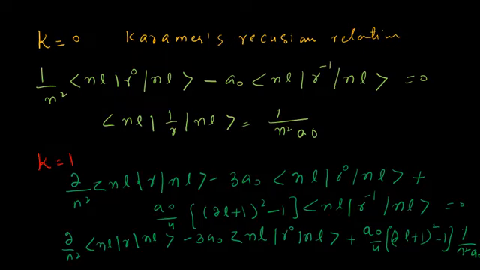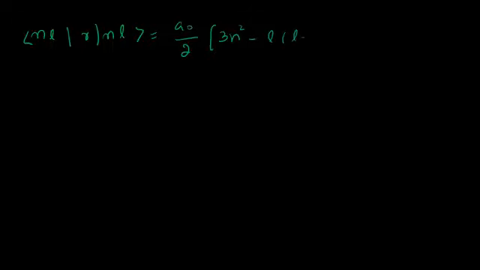So we can make the further calculation. Next, we can make the further simplification, and we can write it like <nl|r|nl> = a₀/2 (3n² − l(l+1)). So this is the value when we put k = 1.